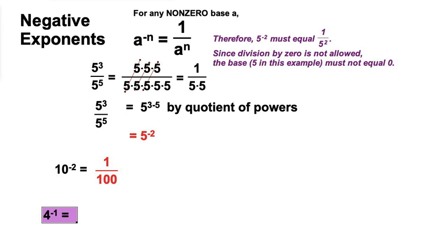4 to the negative 1, that's 1 over 4 to the first power. Or as we'd say in Yankee land, we'd say 1/4. Nobody talks like that. All right, how about this bad boy?